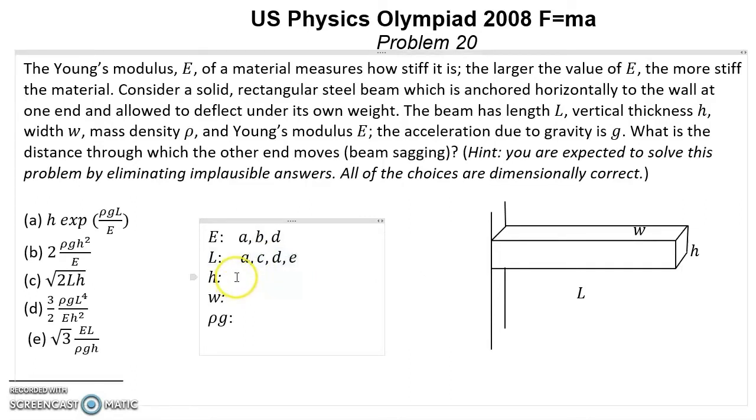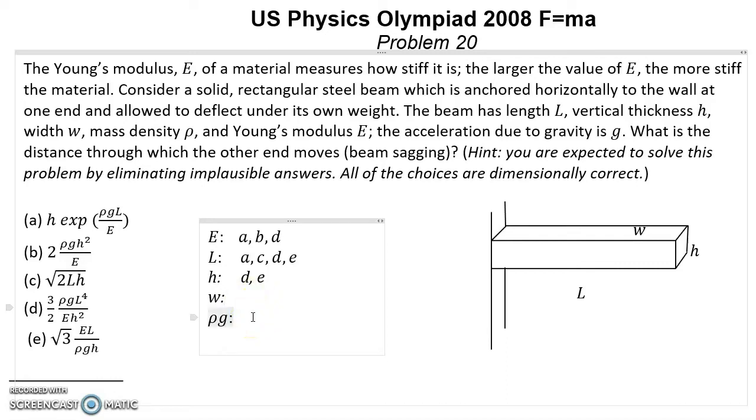Let's talk about parameter H. If we increase H, we increase the vertical thickness. It means that this deflection will decrease. A is no good. B is no good. C is no good. Only D and E are good. W is not included, and it obviously has no influence.